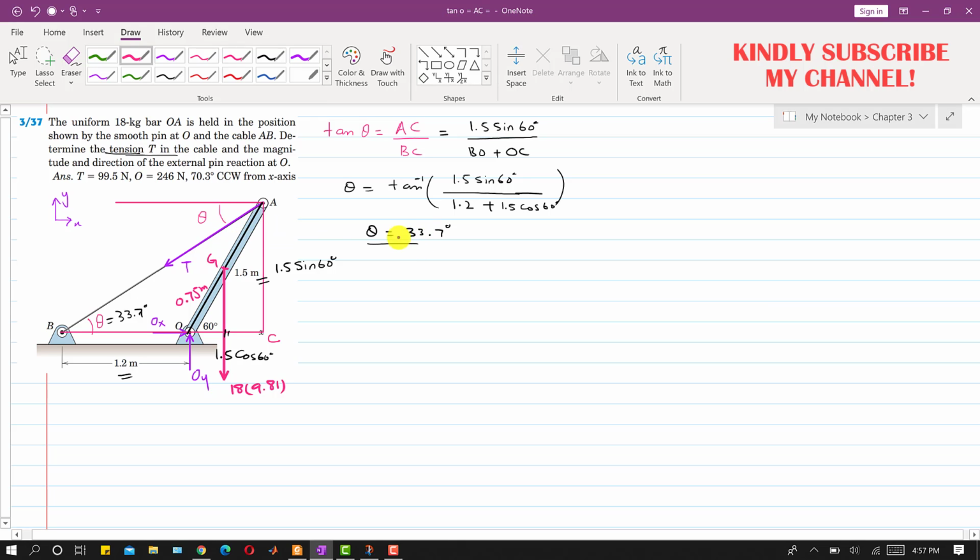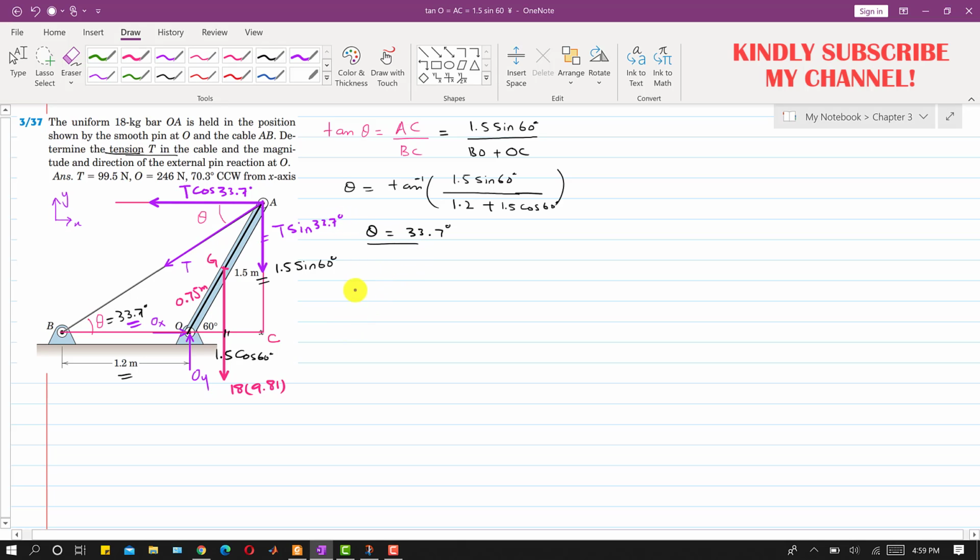Now since we are required to find this tension T, if I resolve this tension T into its components, it will have one component in this direction and another component in this direction. This component is the cos component, so we can write that this is T cos of 33.7 degrees, and this component is the sine component, so you will write T sine of 33.7 degrees.